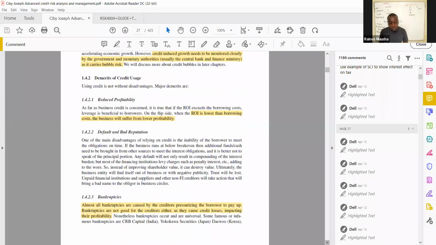In the next section, we look at the demerits of credit usage, which is basically the disadvantages of credit. And here they say that the major demerit is reduced profitability, where they say, as far as business credit is concerned, it is true that when the return on investment exceeds the borrowing cost, leverage is beneficial to borrowers. On the flip side, when the return on investment is lower than the borrowing cost, the business will suffer from lower profitability.